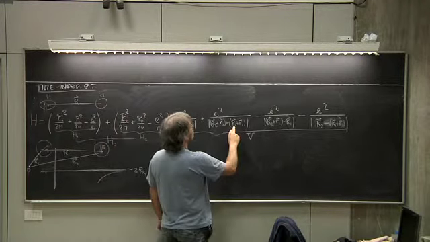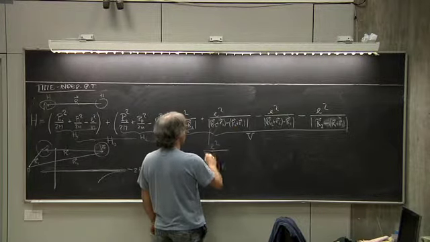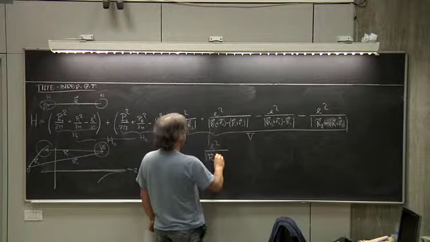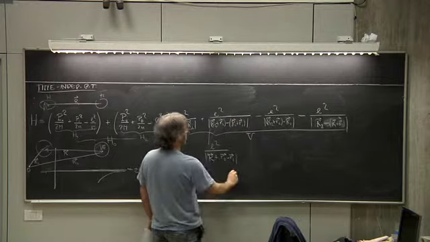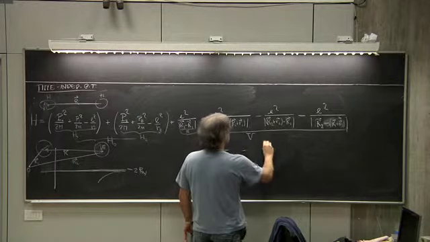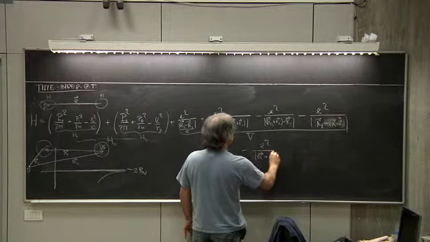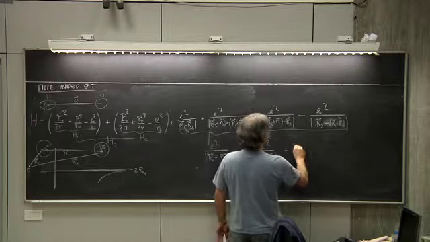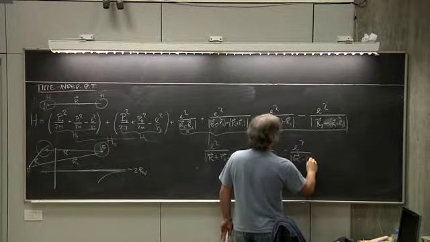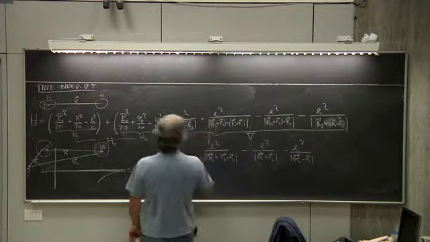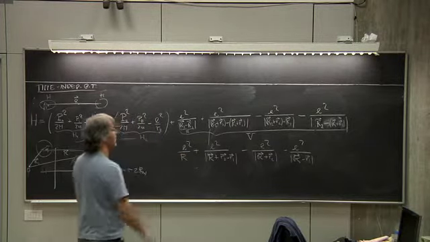Here I have R2 minus R1. So let's see, this denominator is E squared over R plus R2 minus R1. You see? This is E squared over R plus R2. And this is E squared over R minus R1. Okay? So these are the 4 terms that I have.